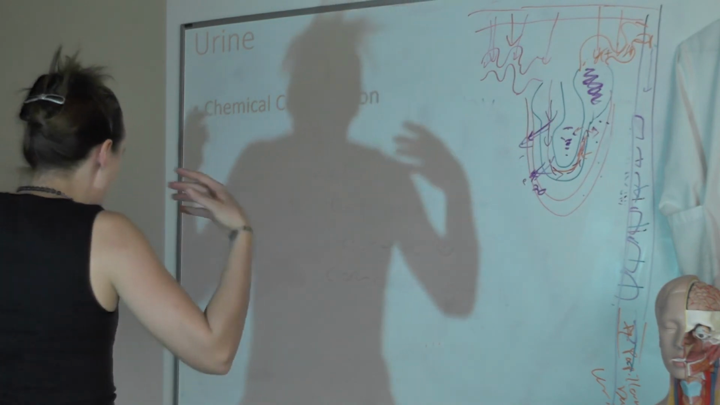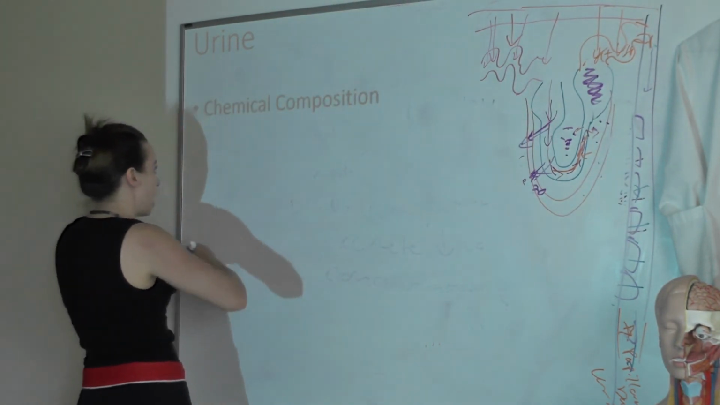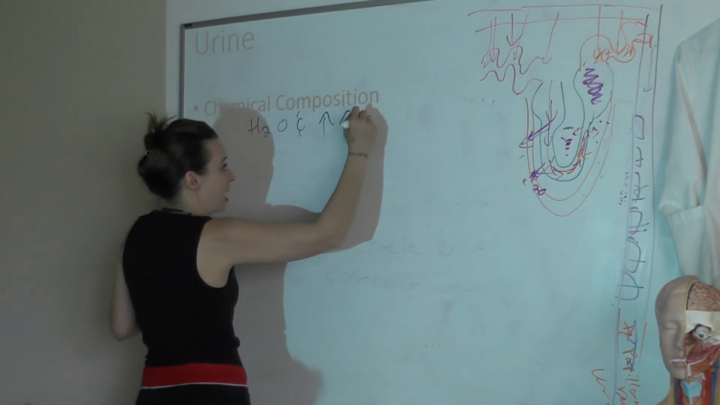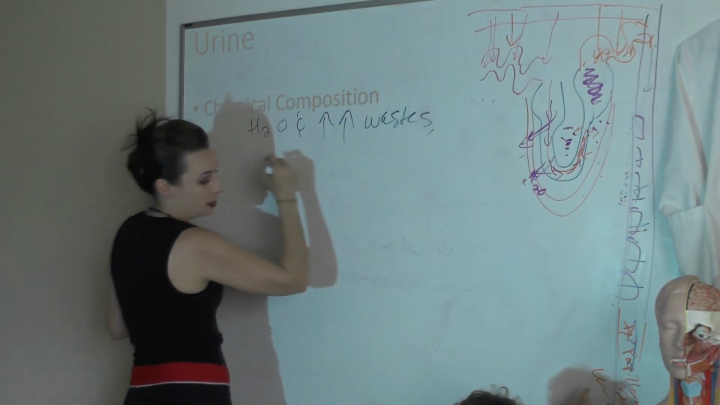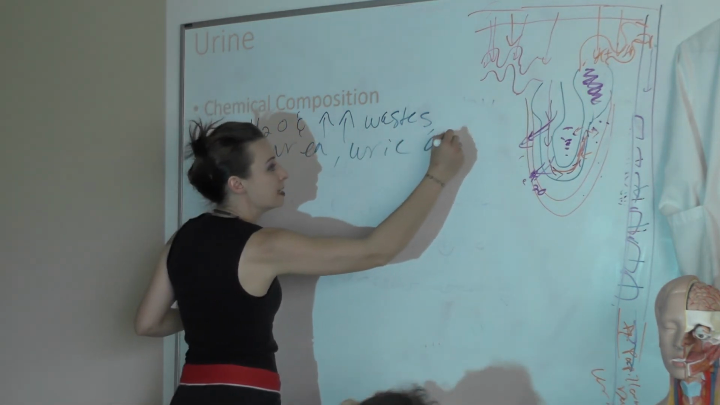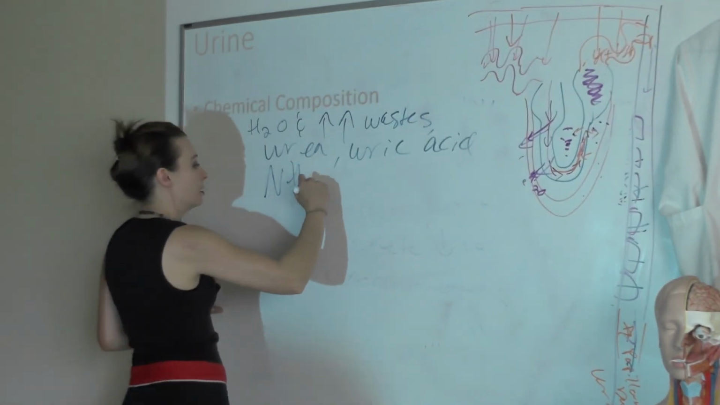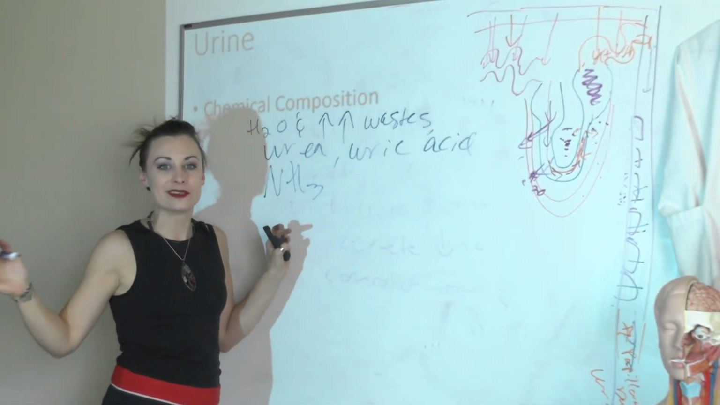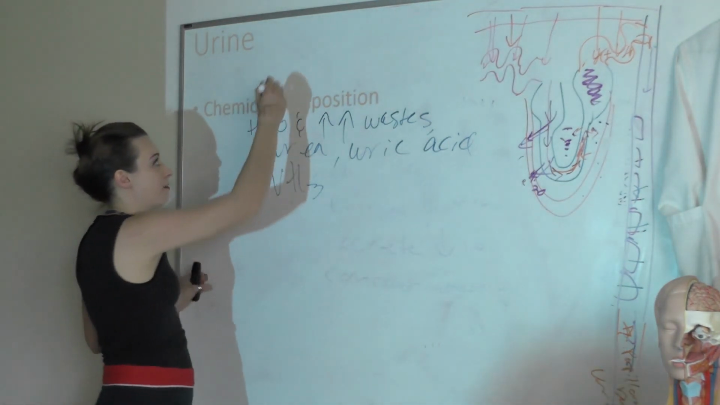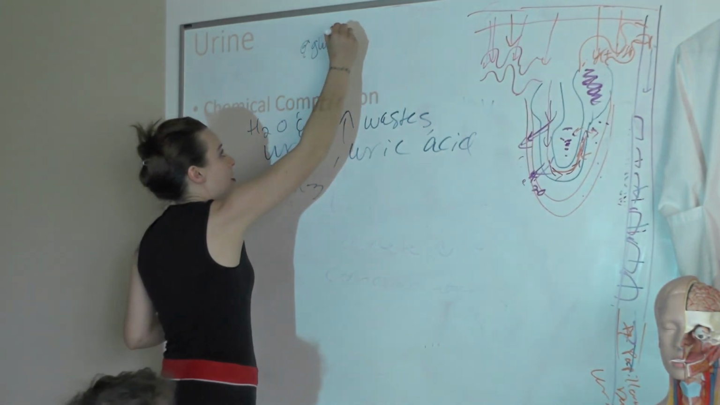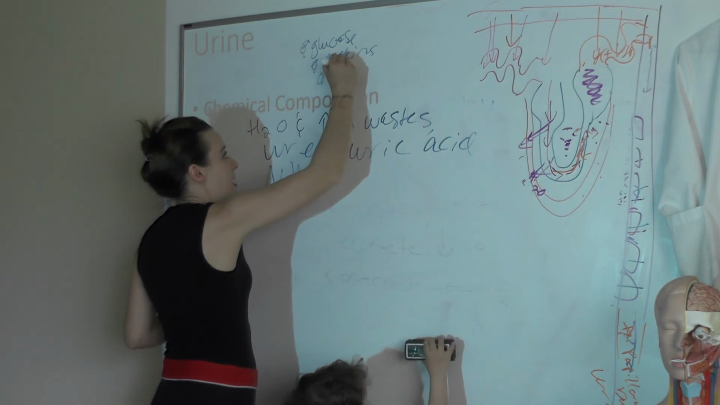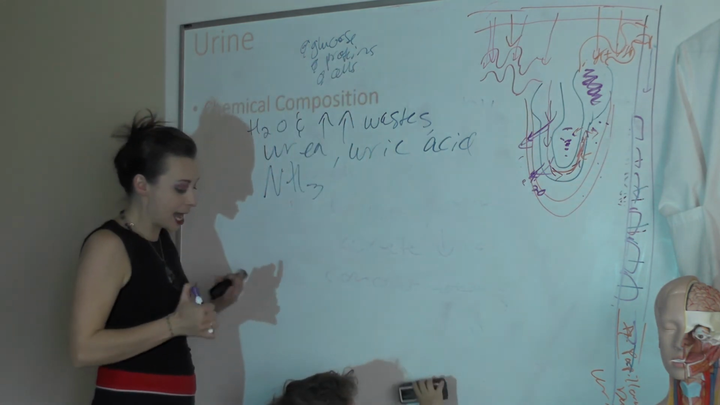So if we think about the chemical composition of urine, it's got water, but it's also high in waste. It's got urea. It's got uric acid. It's got ammonia. And it's got everything else we're excreting from the system. It shouldn't have glucose. It shouldn't have proteins. It shouldn't have cells or anything like that.